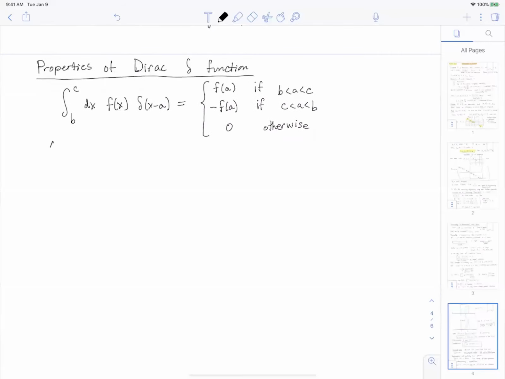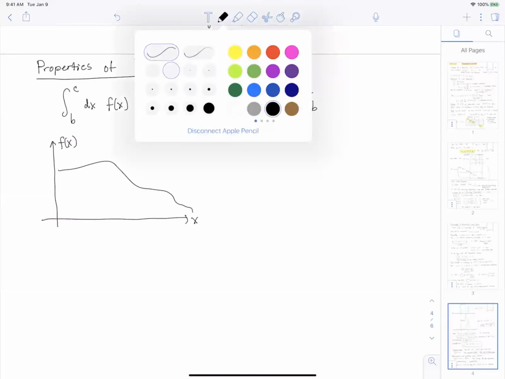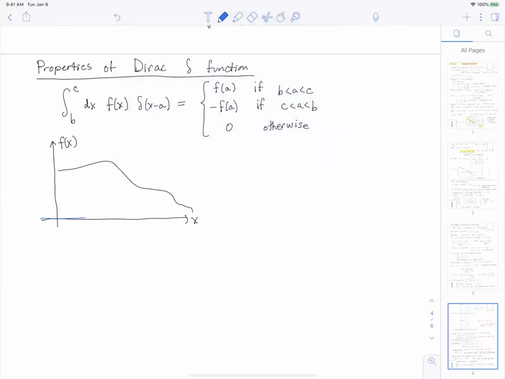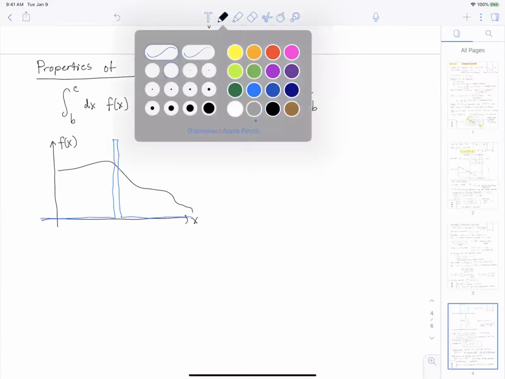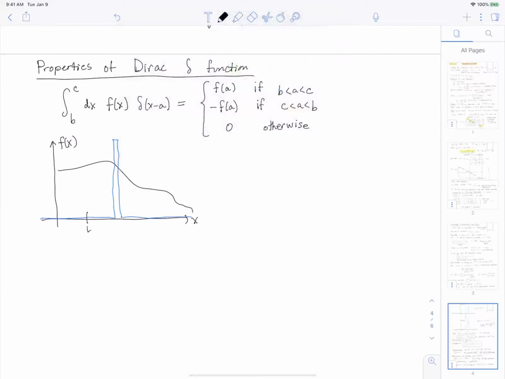So the way we think about this visually is, here's the x-axis, here's my graph of f of x that I'm going to draw, some function. And now I'm going to draw my cartoon version of the Dirac delta function, which was this sharply peaked thing here. And then here was, let's say, the point B. Here's the point C. This value where the Dirac delta function has its peak is A.